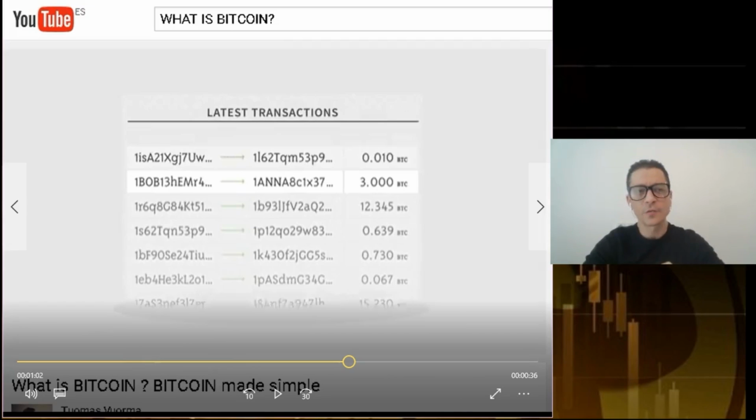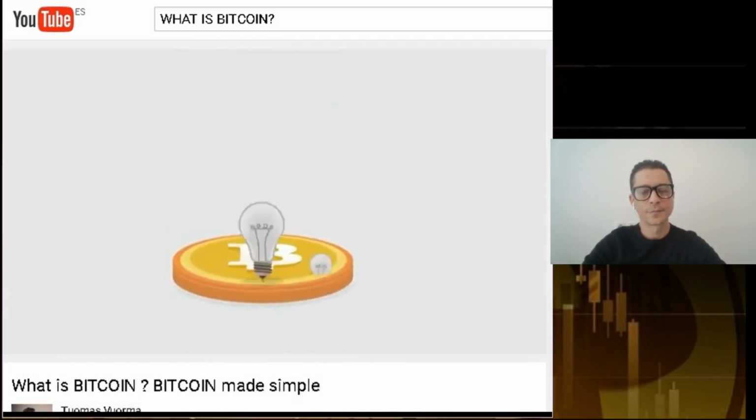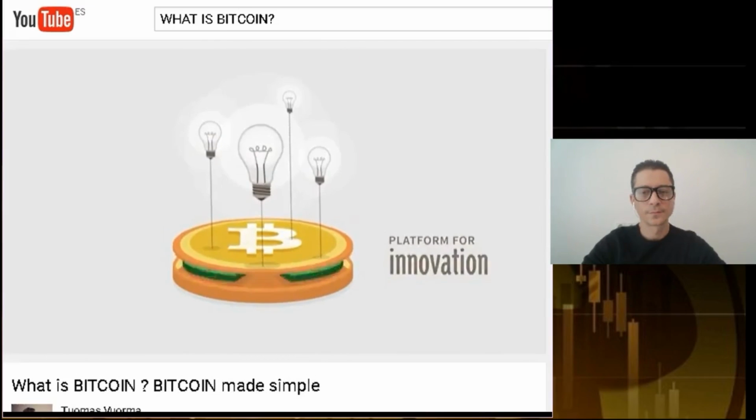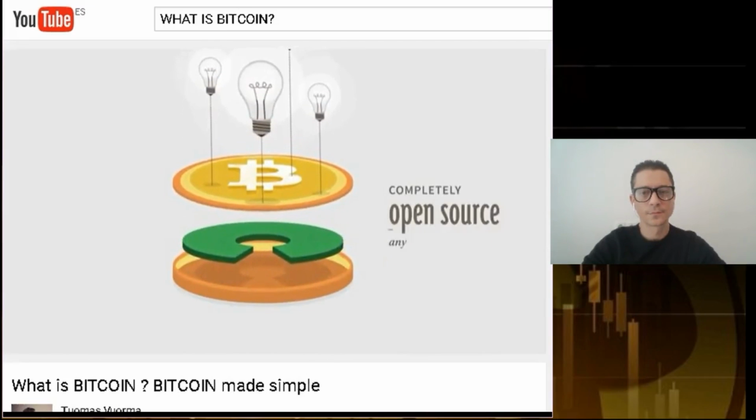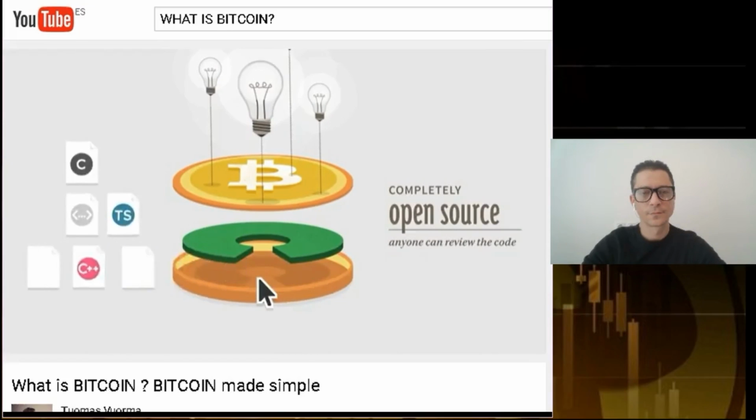The last halving was last year in June, or was it July 2016, and the next halving will be in 2020. So this is what we can look forward to. This is how we know that the price will definitely be going up. By 2020 we're going to be looking at a very different price of Bitcoin than it is today. Bitcoin opens up a whole new platform for innovation. The software is completely open source and anyone can review the code.